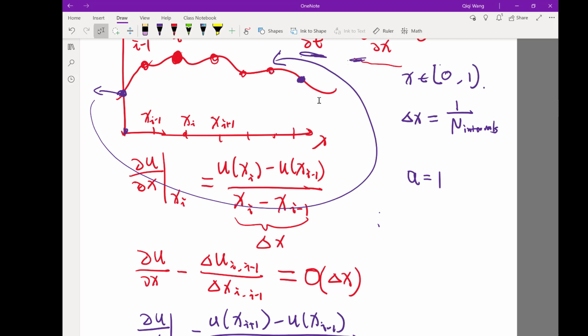Okay. So what if I want to solve the equation when the wave is moving towards the left? When the solution is propagating towards the left?